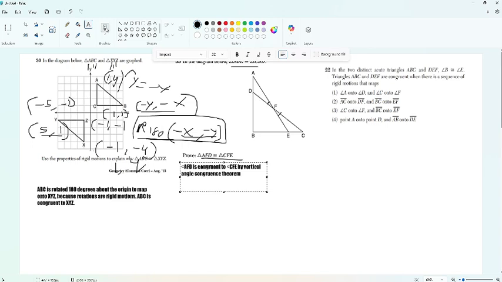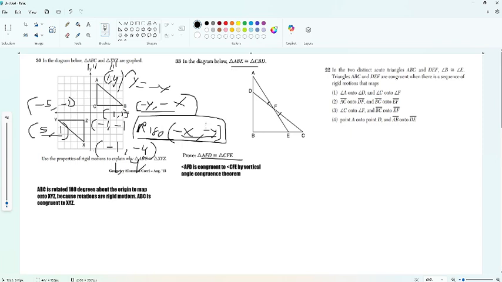I think you should draw out triangle CBD next to triangle ABE. Just draw it out, visualize.